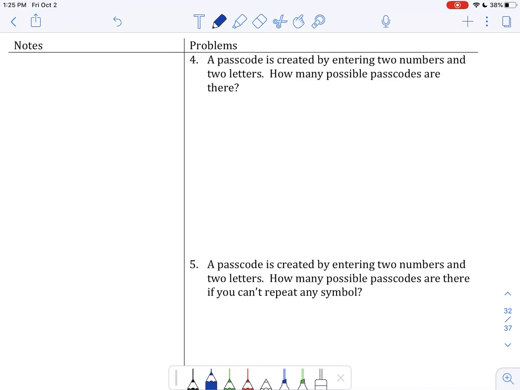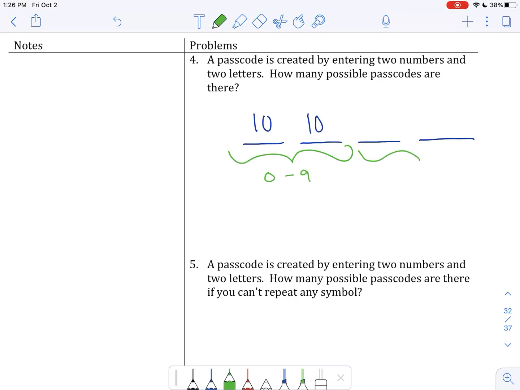The places where you don't want to write things out by hand are where they get more complicated. A passcode is created by entering 2 numbers and then 2 letters. How many possible passcodes are there? Again, we're going to treat each of these symbols in the passcode as a separate event. It's got 2 numbers, and the numbers that are entered are 0 through 9, so there are 10 possible outcomes for the numbers. And for the letters, there are 26. Since there are no other stipulations, we can just multiply them all together to get our total number, which would be 67,600.